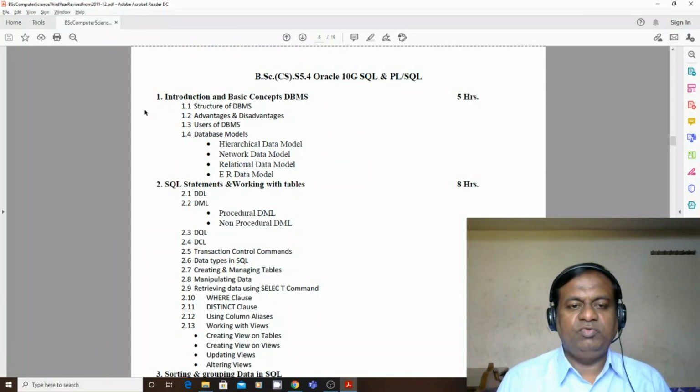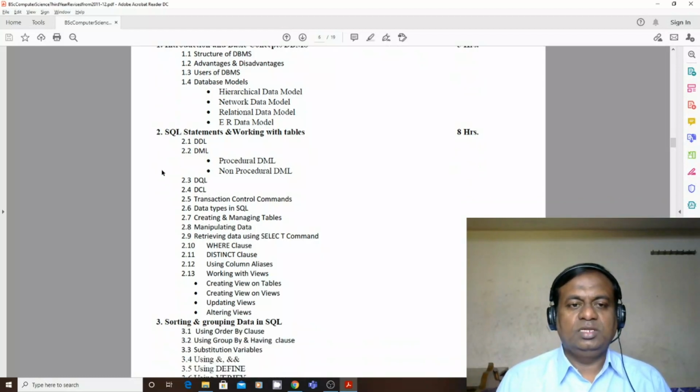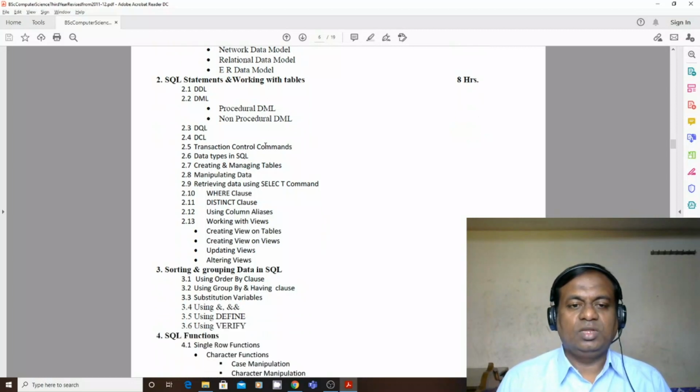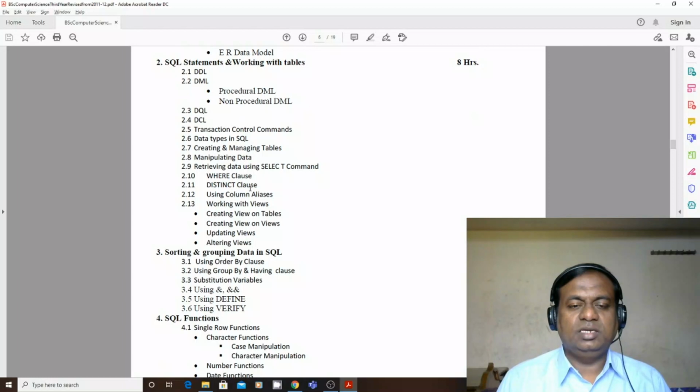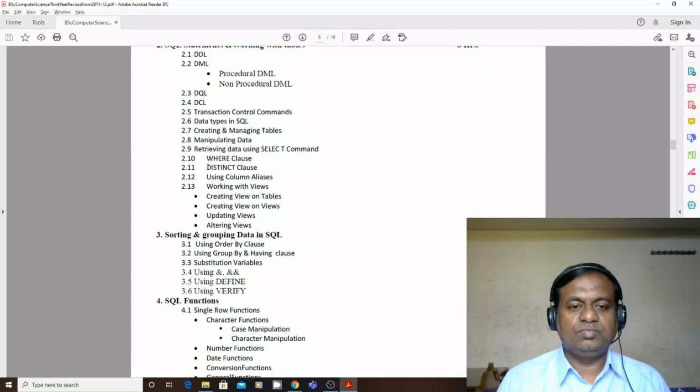In this, we will be discussing 4 points: structure of DBMS, advantages and disadvantages of DBMS, users of DBMS, and database models. Second chapter is about SQL statements and working with tables. In this chapter, we will be discussing types of SQL commands, how to create and insert records into the tables. Along with that, we will be discussing some clauses like where clause, distinct clause, column aliasing, and working with views.